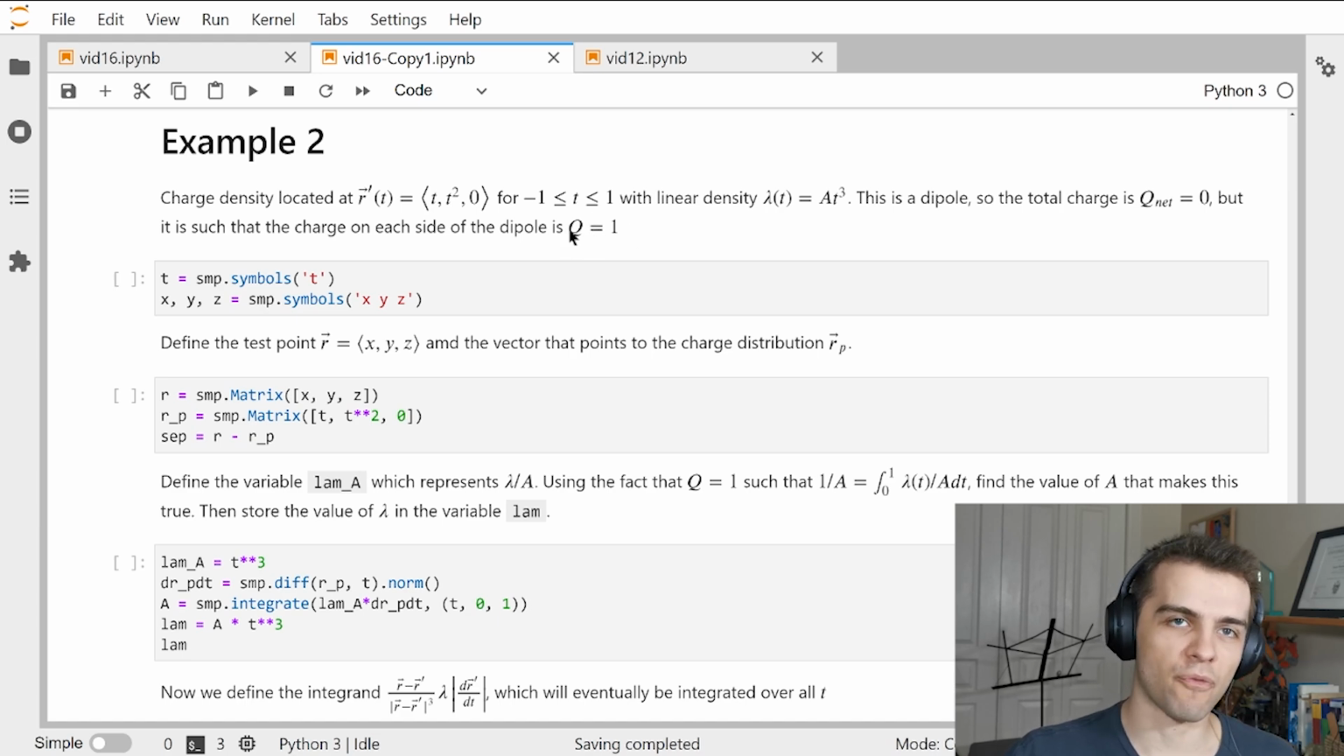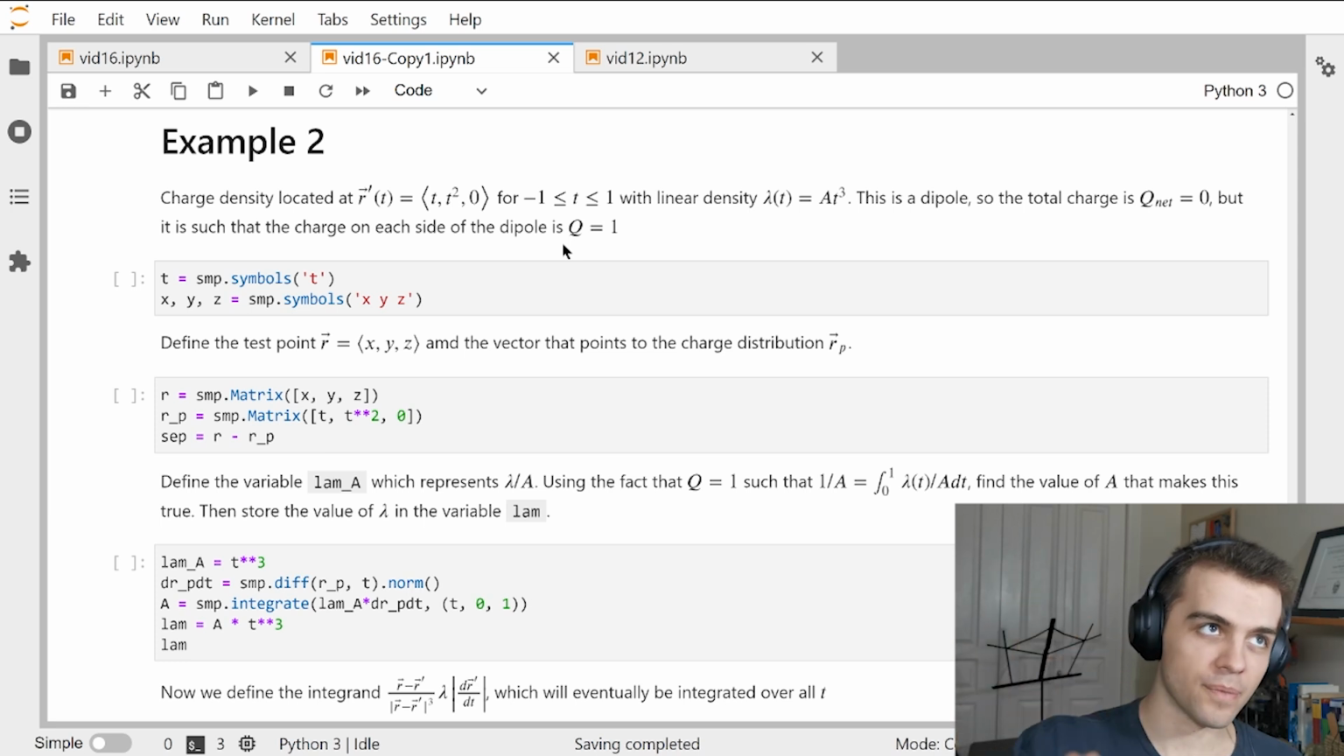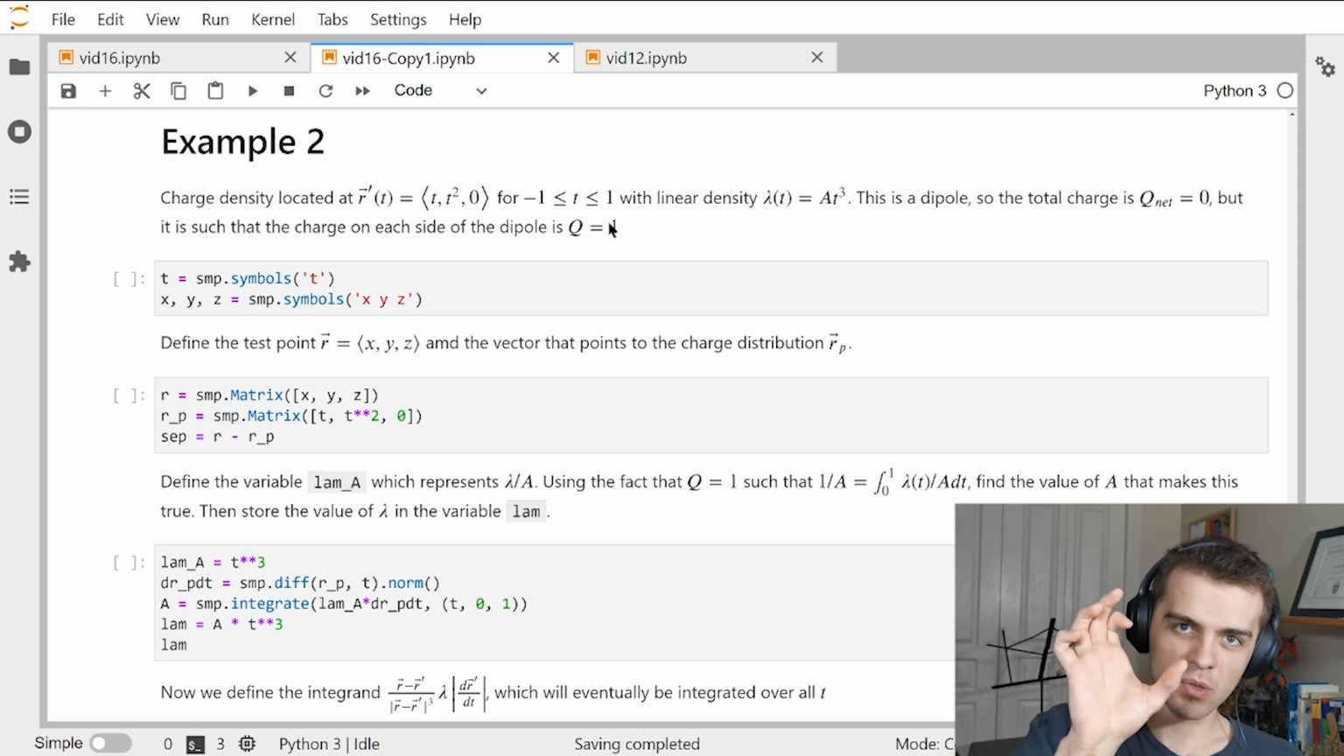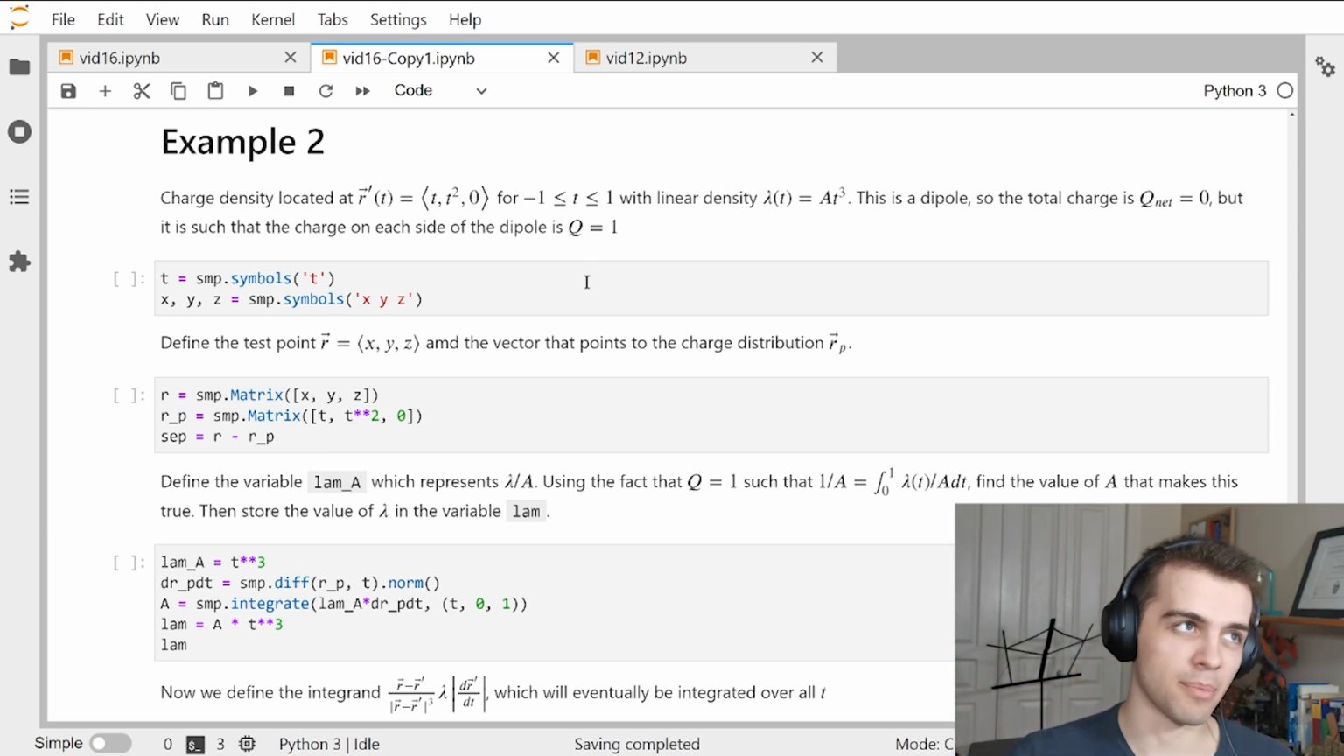So this is the reference charge here. Remember, there's the reference length r. So reference length r might be the arc length of the parabola, for example. But here the reference charge is q equals 1, such that q equals 1 exists on each side of the dipole. So again, it's a very similar procedure.